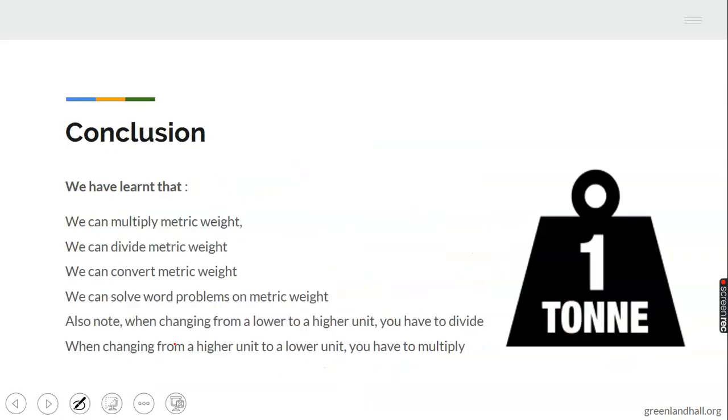Good. Now, in conclusion, we can see that we have been able to multiply in metric weight, we have been able to divide in metric weight, we can convert in metric weight, and we can solve word problems on metric weight. And then, also note, when changing from a lower unit to a higher unit, you need to what? Divide. When changing from a higher unit to a lower unit, you have to multiply. I hope that's clearly gotten.